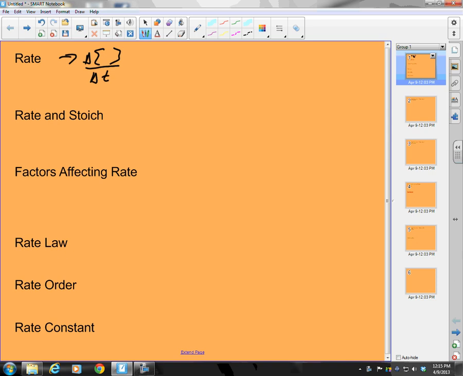And that rate depends upon the context; there could be several rates within a reaction. So if we have 2HI going to H2 plus I2, I can look at this rate of reaction in terms of HI, in terms of H2, or in terms of I2. I could say the rate of change of my HI, so it's a delta over delta time, and I could express my rate that way.